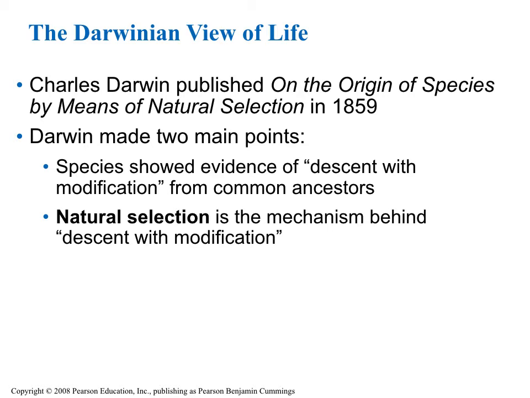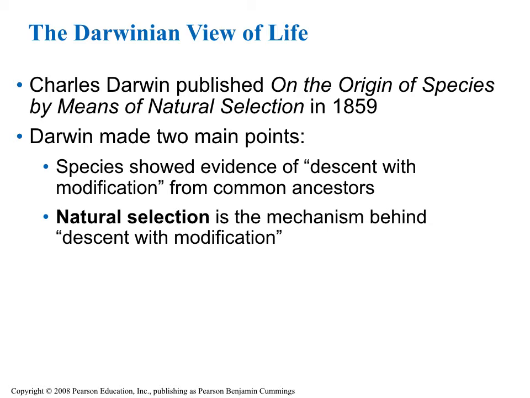The first is that species showed evidence of descent with modification from common ancestors, meaning that the present day populations had modifications from those of their ancestors. If we're talking about finches, if it was a dry season, you had increased beak size, so the descendants had increased beak size compared to the ancestors which had a smaller beak size.